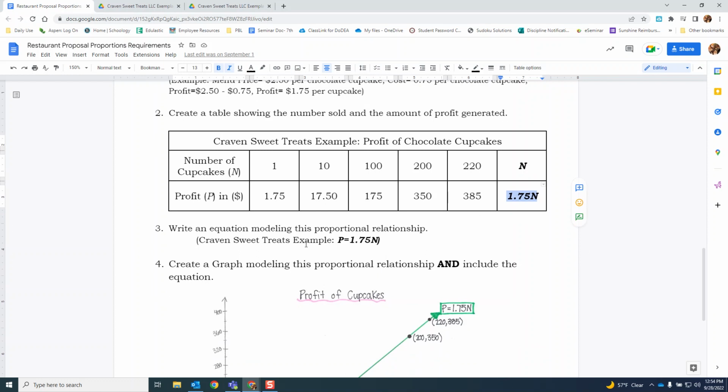Now that I know my unit rate, number 3 here, I can write an equation modeling the proportional relationship. Mine was profit equals $1.75 times n, which was my number of cupcakes. I could use that to figure it out for any number of cupcakes. If I sold 500, I could figure out how much money I would make off of it.